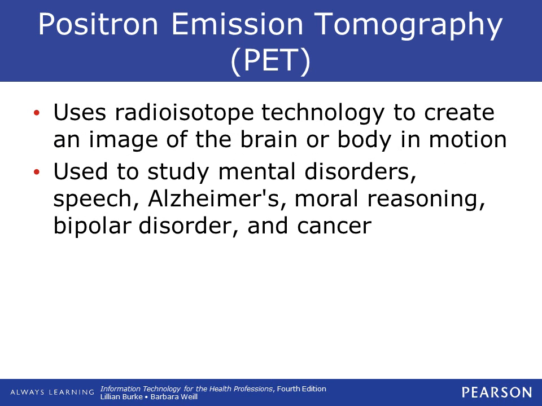Now you have what you call PET scans. PET scans can be used to create images of the brain or the body in motion. Basically, it's used to help doctors diagnose mental disorders in patients, speech abnormalities, patients that have Alzheimer's, maybe someone that's having trouble with their thinking or their cognitive skills. They can't remember things, they're forgetting a lot of things. Maybe someone that's bipolar, and then of course cancer.